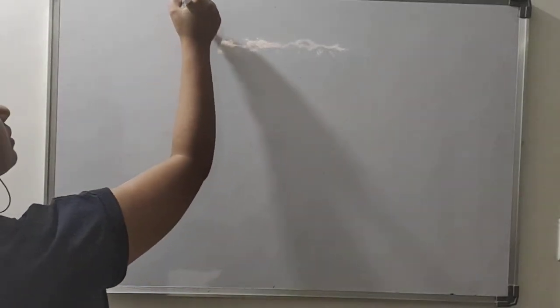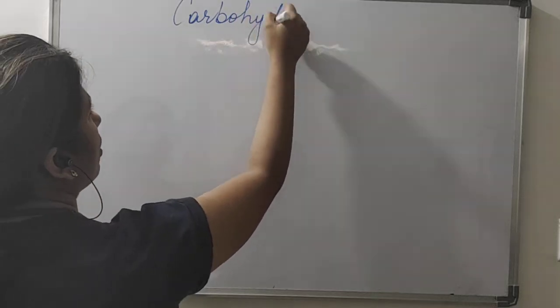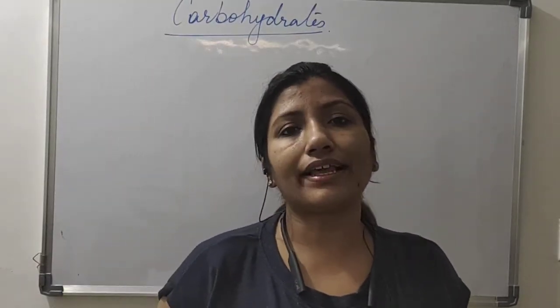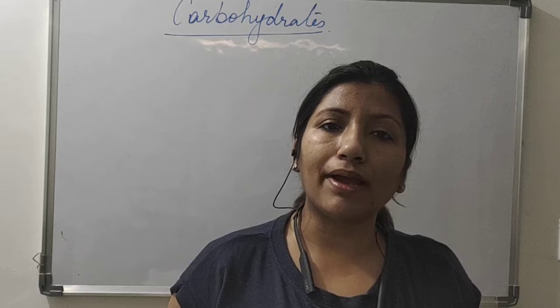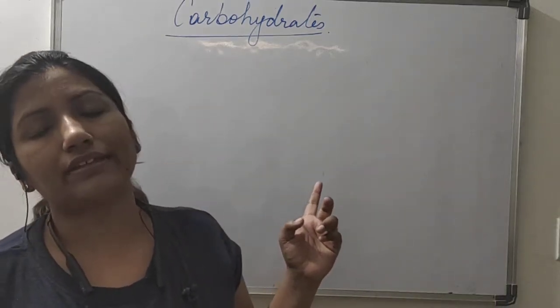Now what is carbohydrate? Carbohydrate is a biomacromolecule whose molecular weight is more than 1000 Dalton. One biomacromolecule we have already seen in our previous video, that is nucleic acid. We have completed one. Now we are seeing the second biomacromolecule, that is carbohydrate.